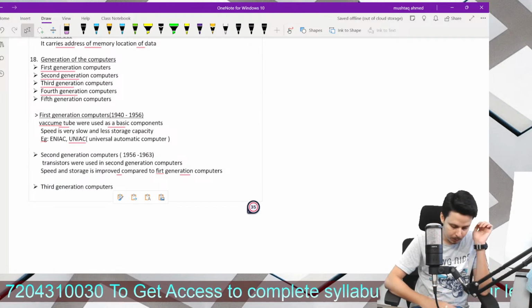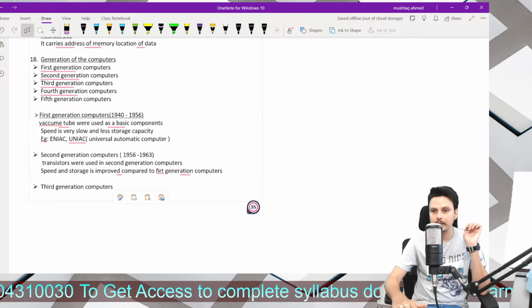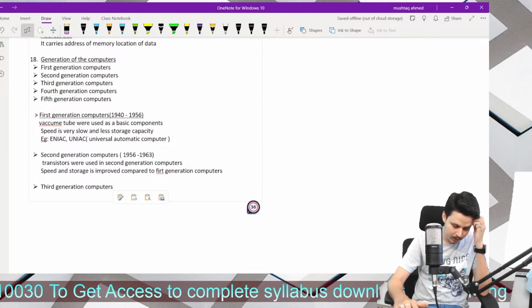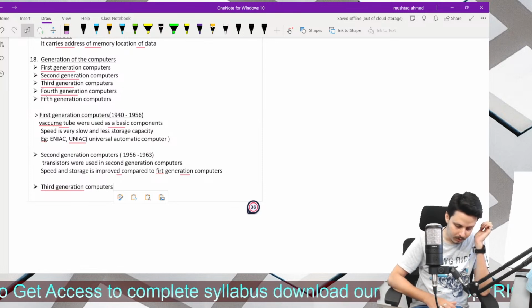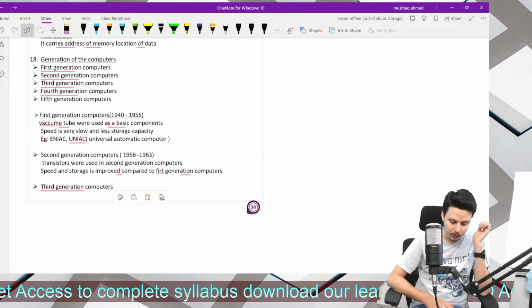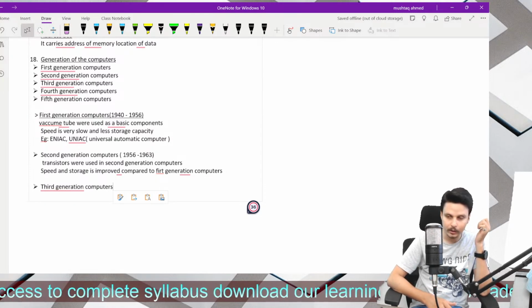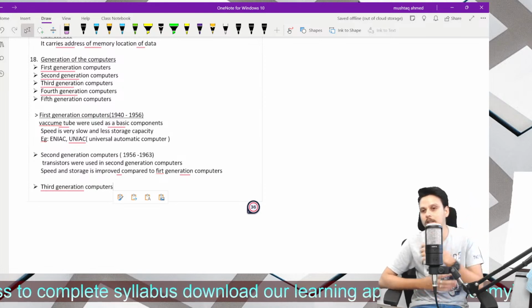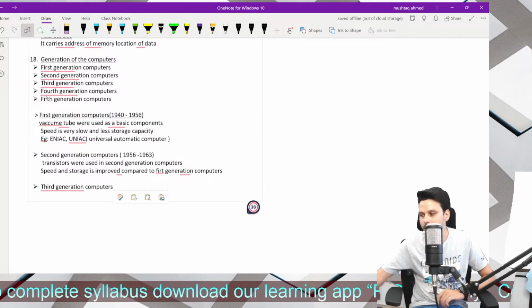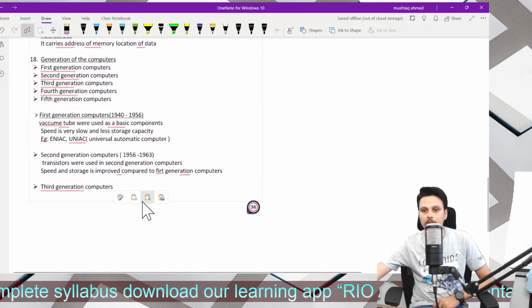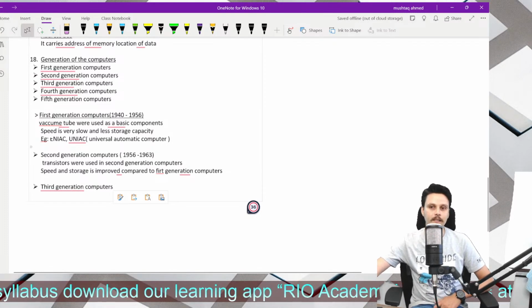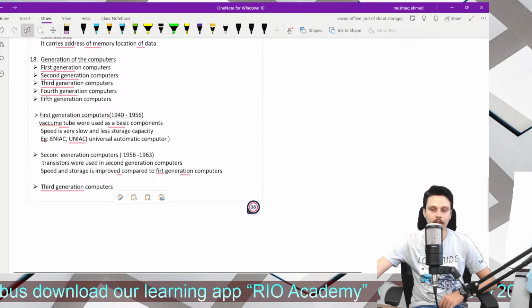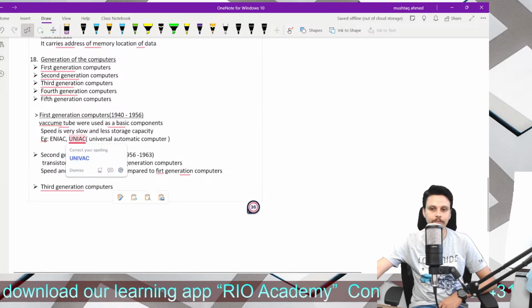I will give some examples for second generation computers, IBM. They will not ask you the examples of the generations of the computer. They may ask the examples of first generation computers only. ENIAC is important. It is ENIAC and UNIVAC.